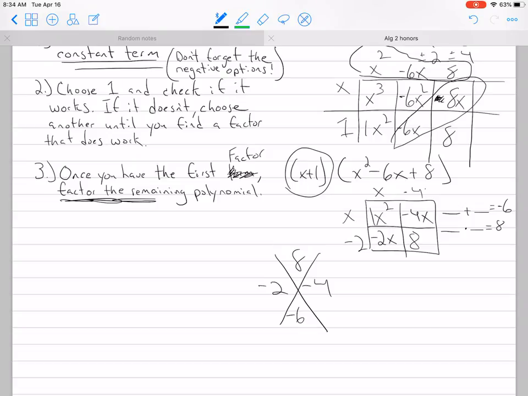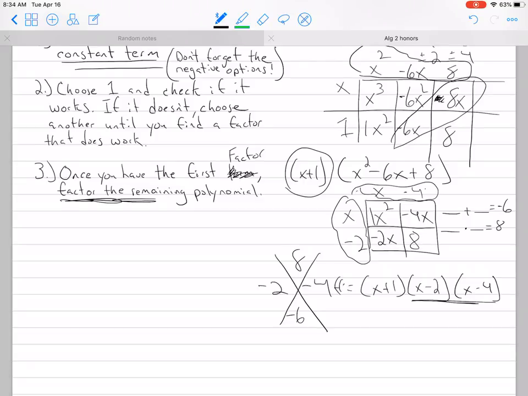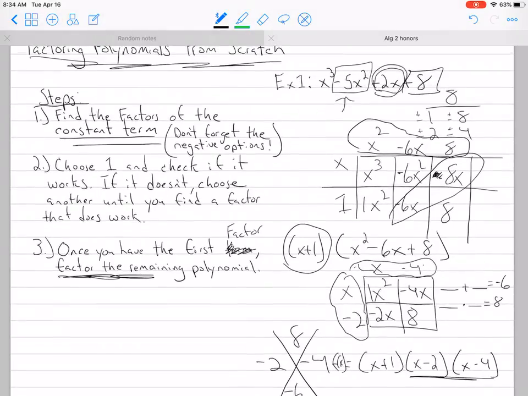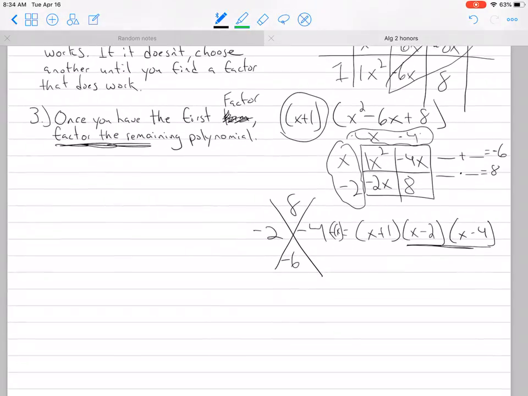I have, in my fully factored form, x plus 1 times x minus 2 times x minus 4. This came from the polynomial. That's my f of x. Sweet. I fully factored it. I'm a boss. All right, so now they're going to have to do it.